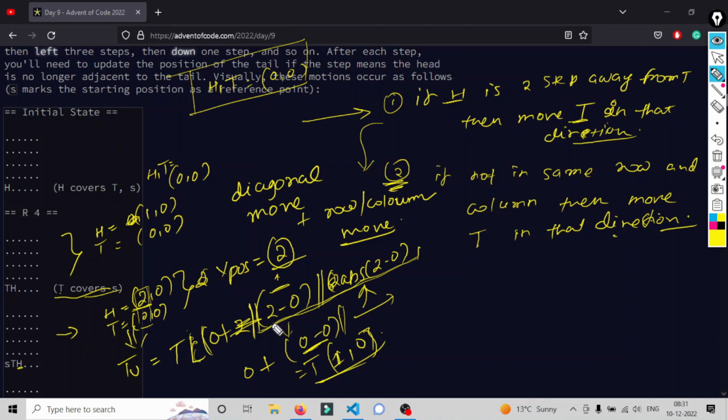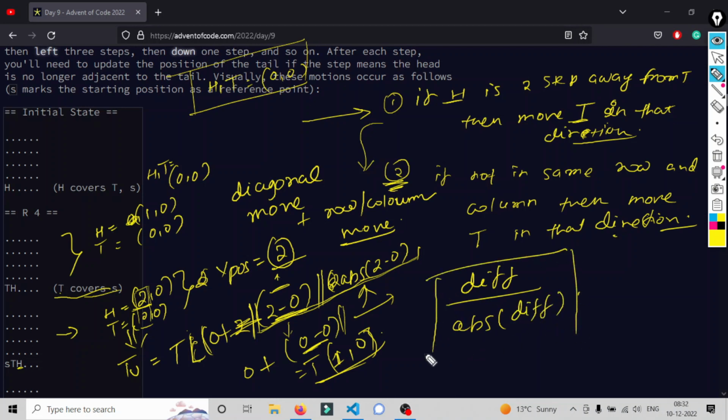So first we will calculate the difference and divide it by the absolute value of that difference. Okay, so what is this formula? Difference divided by absolute value of difference. So this formula we will apply to find out the tail position direction.